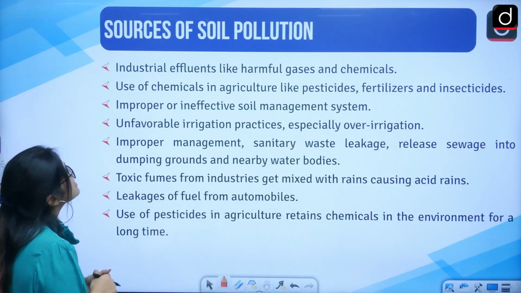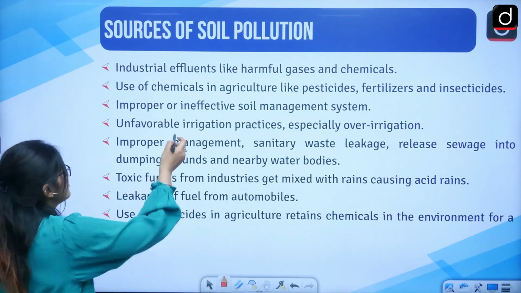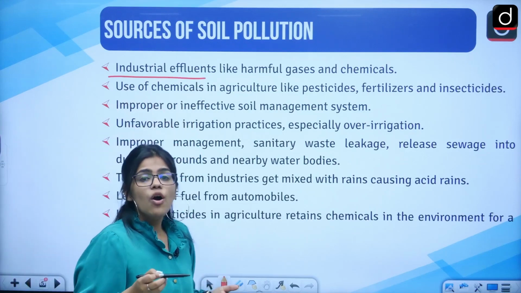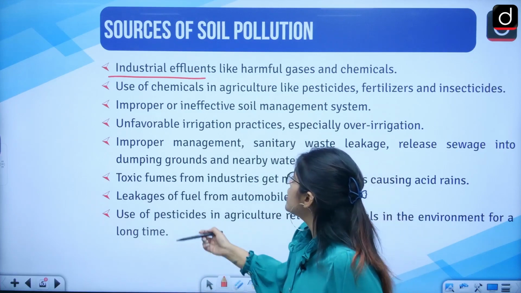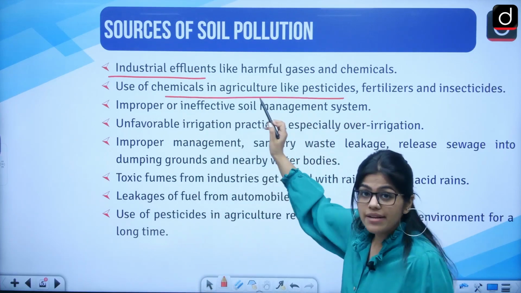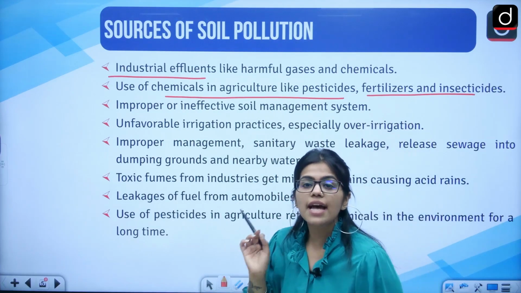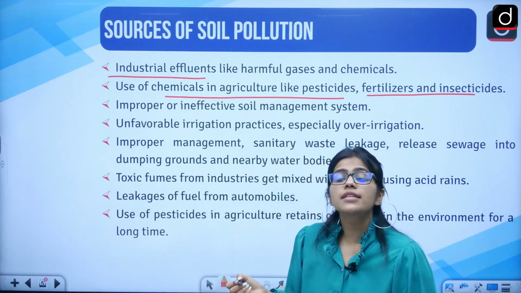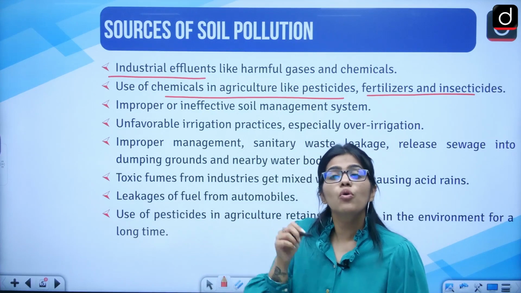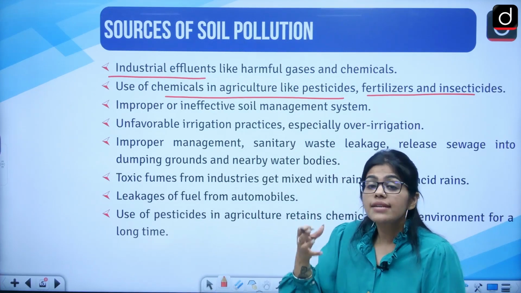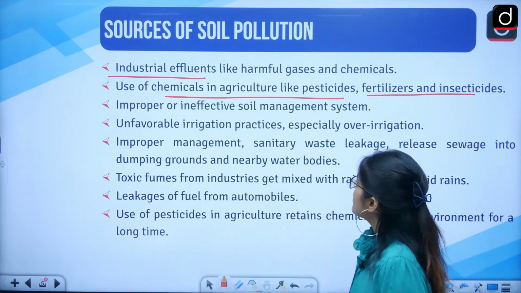The different sources can be industrial influence, like harmful gases or chemicals. So you can have industrial waste due to which the soil can get affected. The use of chemicals in agricultural work, like pesticides, fertilizers and insecticides, can cause a lot of problems to the soil. The soil can lose its own capabilities, its own properties and its own qualities. And this can in turn cause problems, and flora and fauna can be affected.